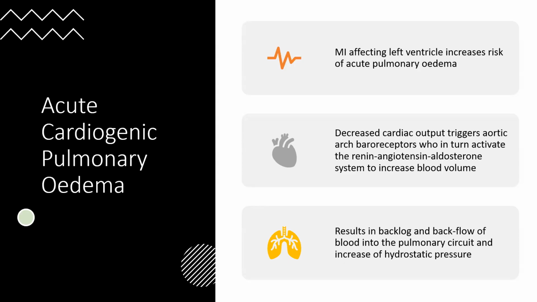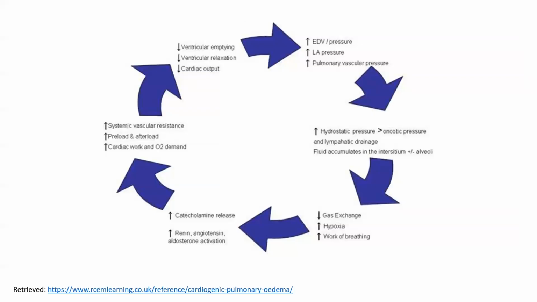So you can end up with multiple issues with these patients, and it's good to be aware of them and to think ahead if you're in the early stages. This is a really good diagram to explain how this system happens. So let's just say here you have a decrease in ventricle emptying or ventricular relaxation, cardiac output drops, left atrium pressure increases, you have pulmonary vascular pressure increases, and then you end up with a cyclic chain that happens. And it gets worse and worse the longer this happens.